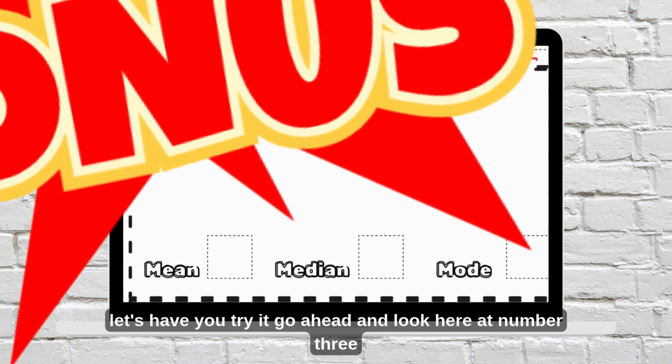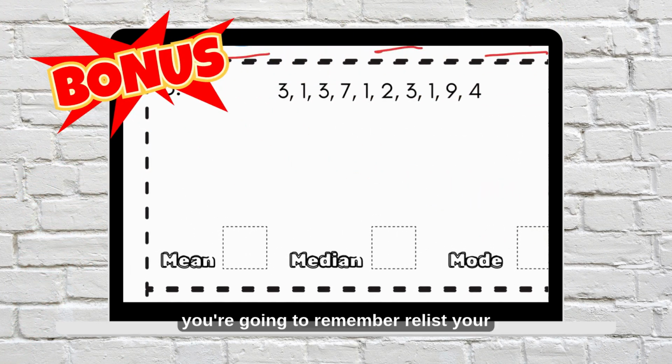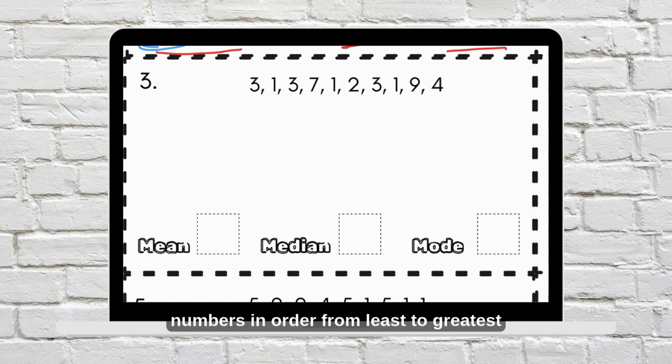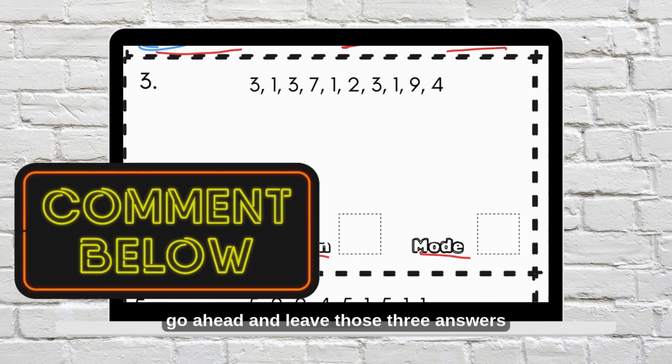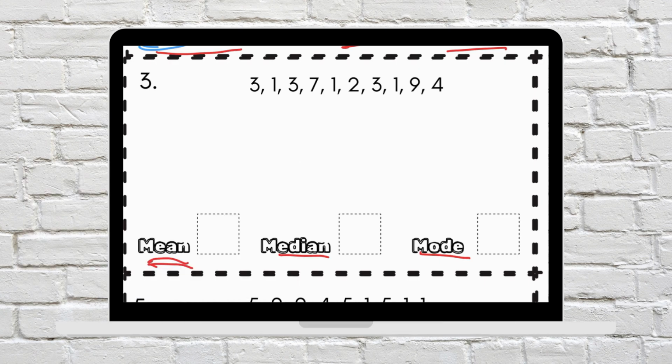Let's have you try it. Go ahead and look here at number 3. You're going to, remember, relist your numbers in order from least to greatest and then determine the mean, median, and mode. Remember, mean is the average. Go ahead and leave those 3 answers in the comments below.